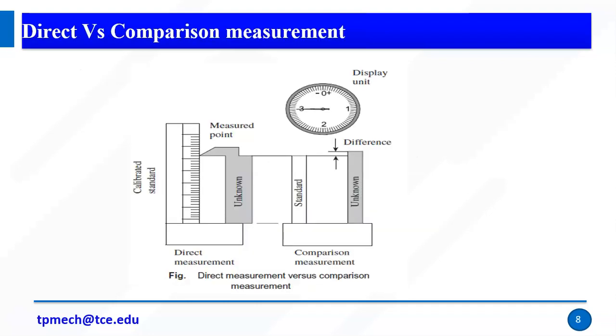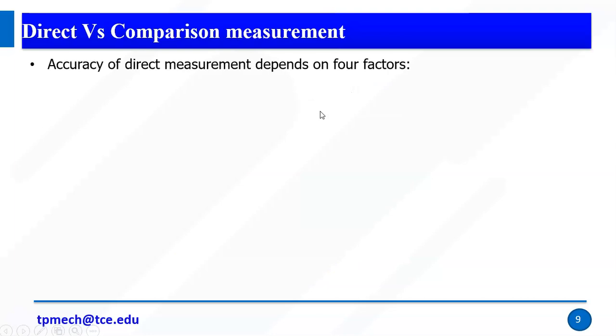So this is direct versus comparison measurement. The first image shows the direct measurement. We don't know the value for this component, so we directly insert our scale and directly measure. But if it is an indirect measurement, we need to fix our standard value. One example is the dial indicator. I fix a zero value with the standard, then I remove the standard and place my workpiece. So the deviation is calculated. This is what an indirect measurement is.